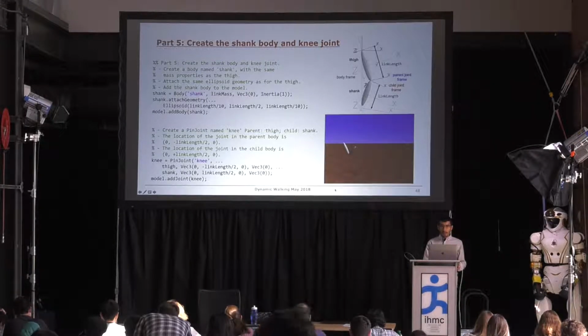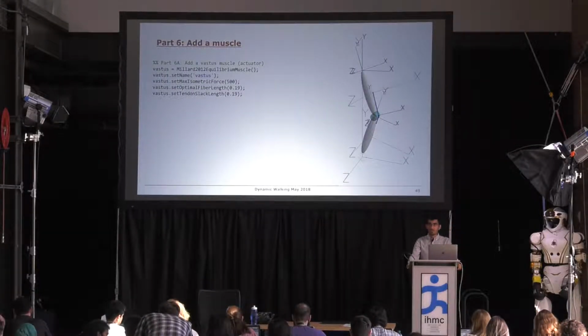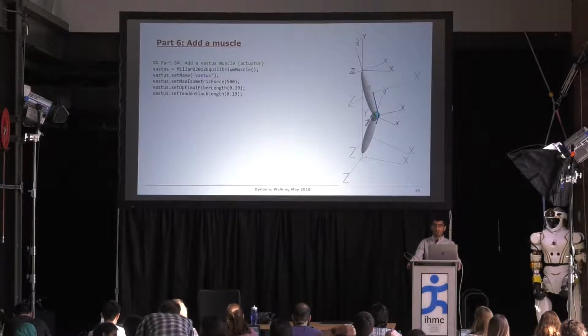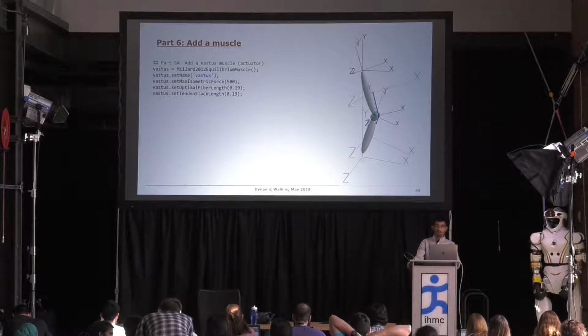Okay, so far our system has been passive. Now in part 6 we're going to add an actuator. OpenSim has a wide variety of actuators, the most common of which is a muscle. We have a few different muscle models. We're going to use one called Millard 2012 equilibrium muscle.